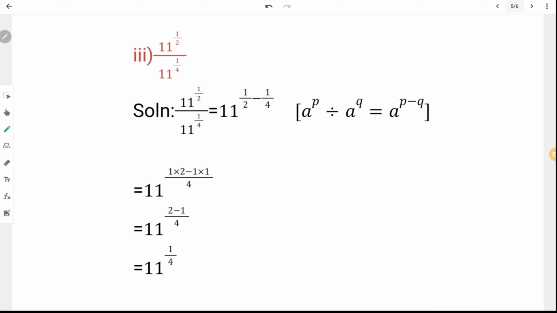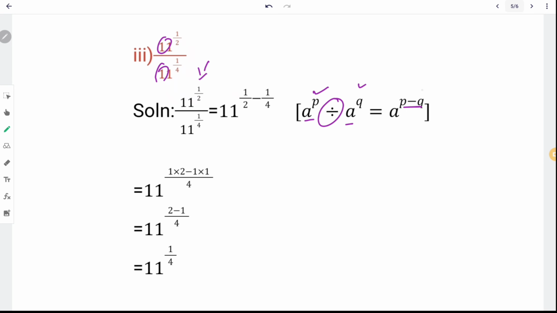All right, Roman numeral 3 again. So this time it is division, right? You can already see here, division is there. And when you look at the base, 11, 11, right? So you can see here a, and if it is division, what do we do? We just subtract the powers, okay? P and Q. So I've written a question here.